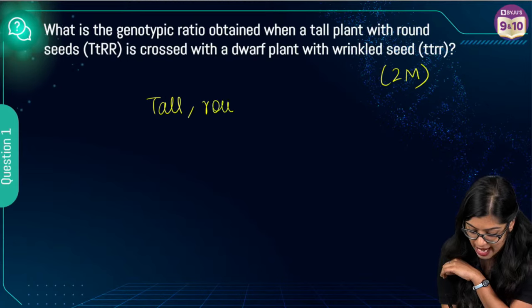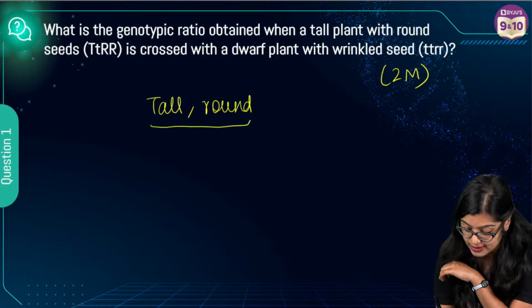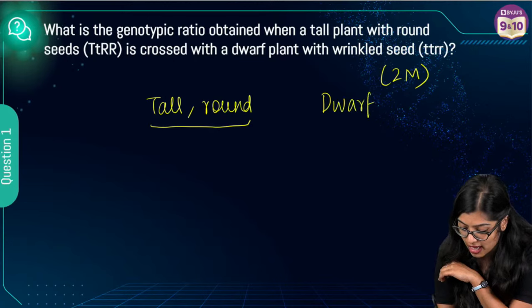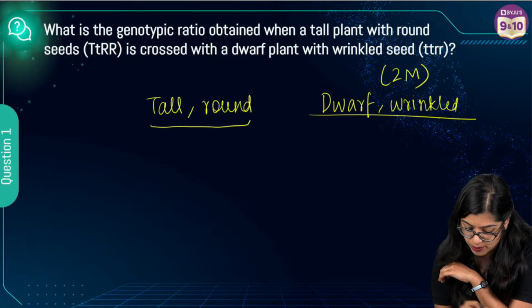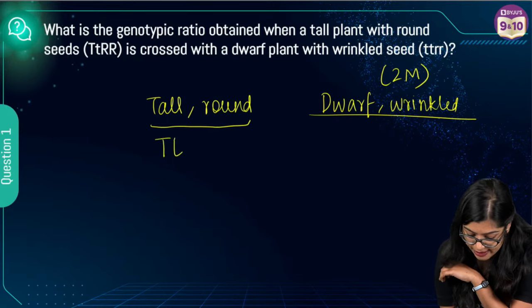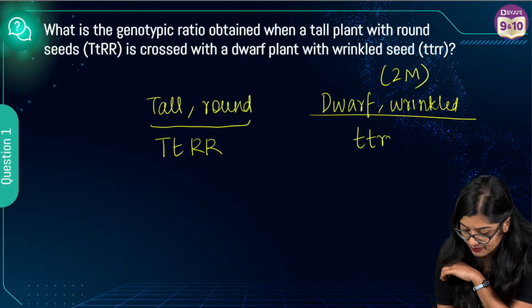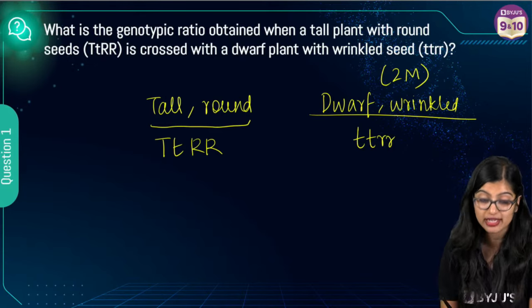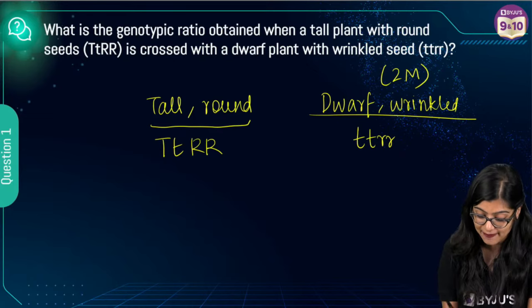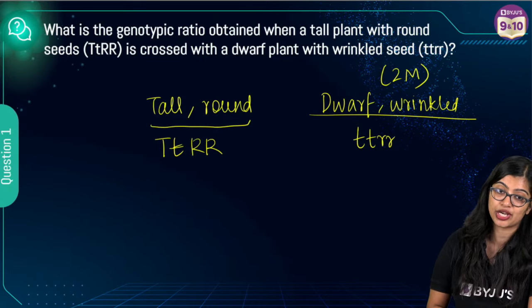One is tall and round. This is not an easy question, so that's why I'm telling you to focus. Then you have a dwarf plant with wrinkled, okay? So now what do we observe? We see that there is one like this and you have another like this. Now, first and foremost, tell me the gametes, right? Tell me what are all the gametes you are going to get in this particular question?